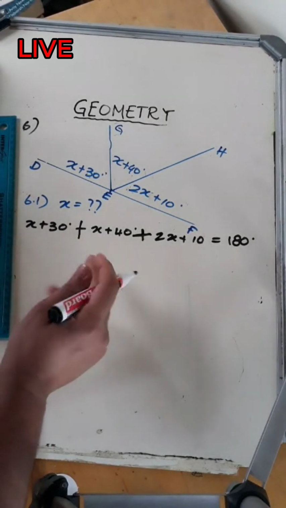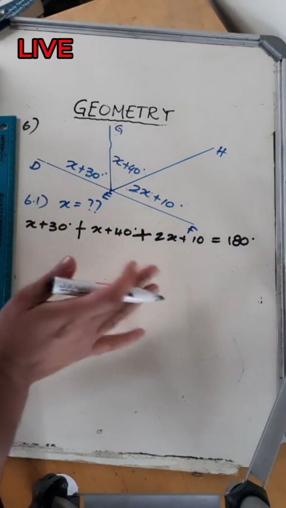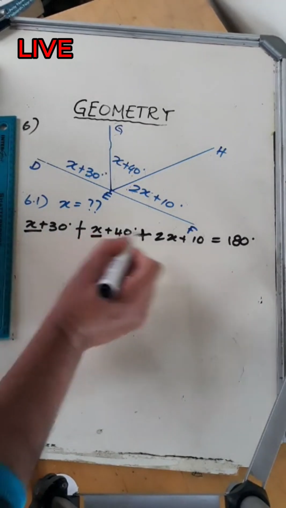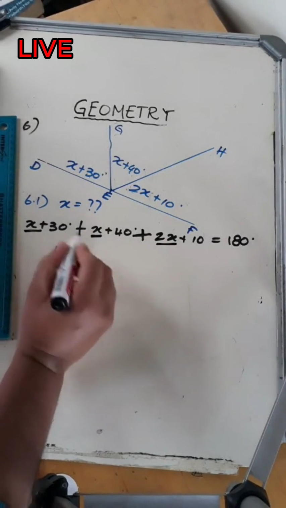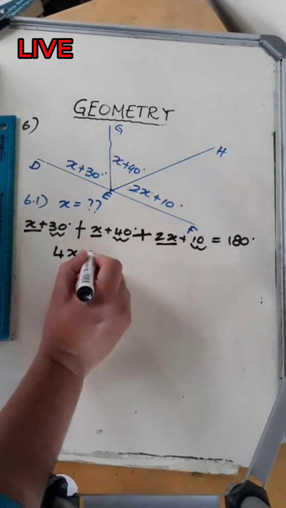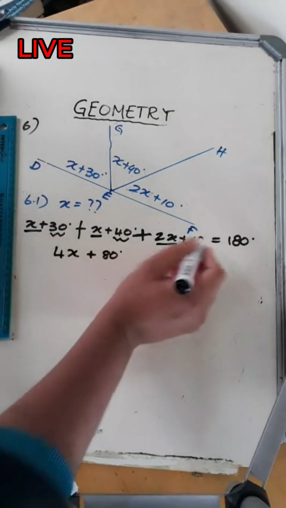Now what I'm going to do is add up the like terms before I simplify it and solve for the x value. So x plus x is 2x, plus this one is 4x. So that's going to be 4x. And then it's 30 plus that is 70, plus that one is 80. So it's 80 degrees is equal to 180 degrees.